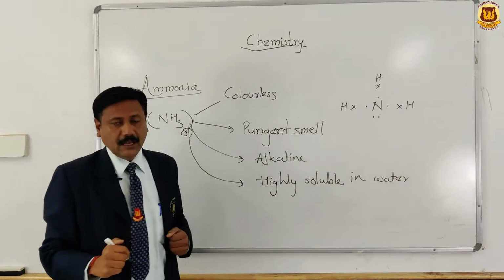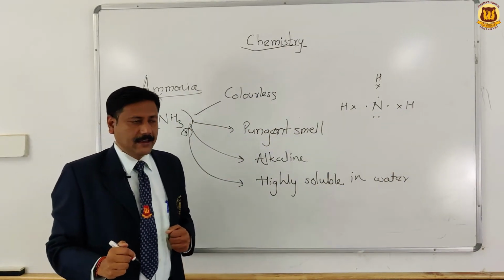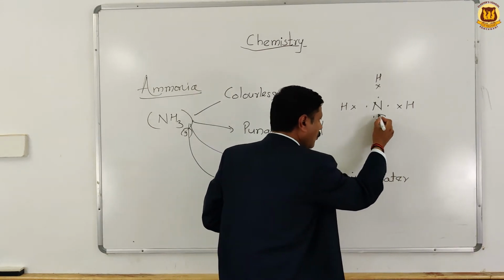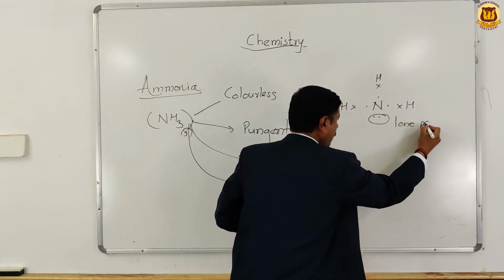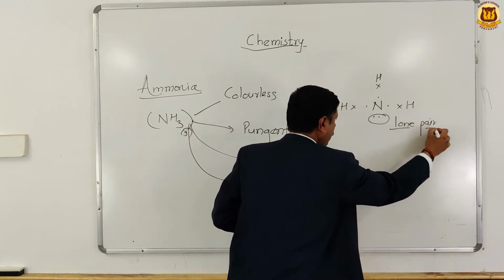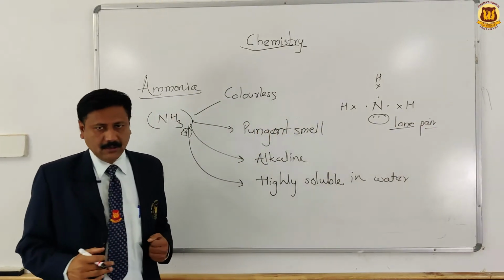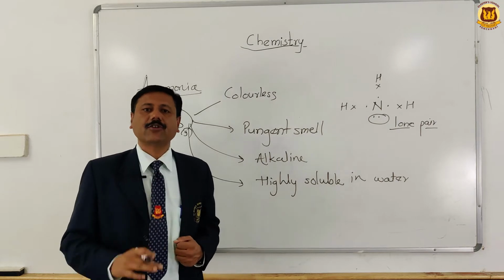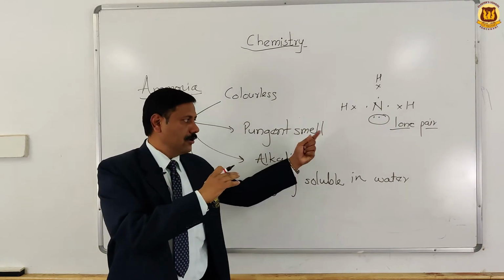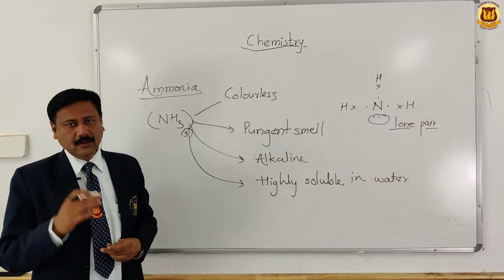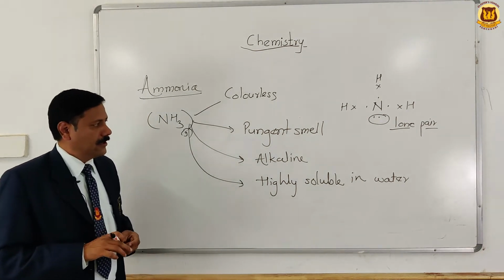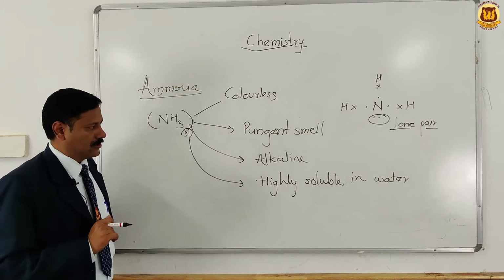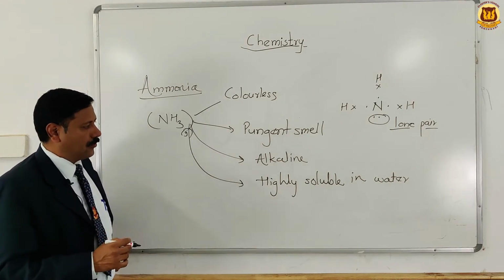So 3 single covalent bonds and 1 lone pair of electrons. It has 1 lone pair of electrons. Lone pair means an unshared pair of electrons in the formation of a covalent compound. So 1 lone pair and 3 single covalent bonds. Okay, that is the structure of ammonia.